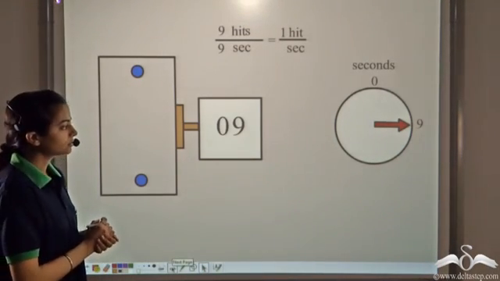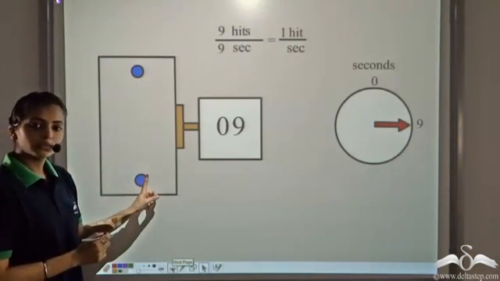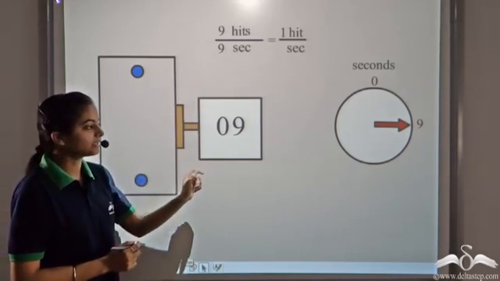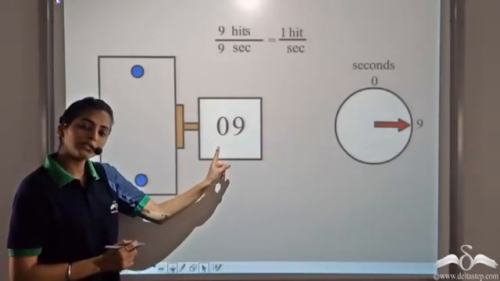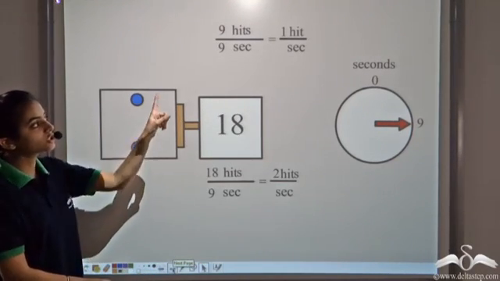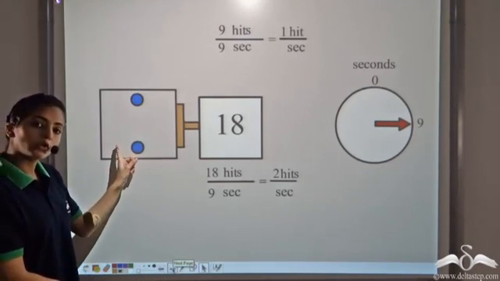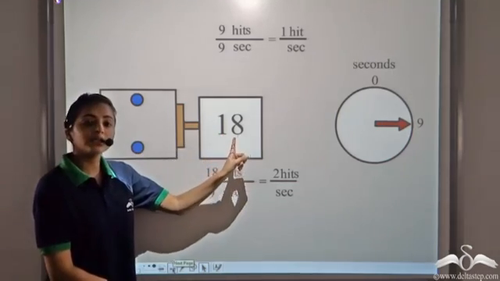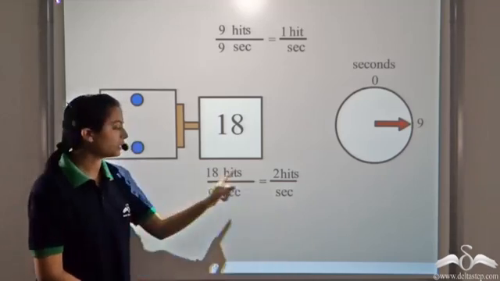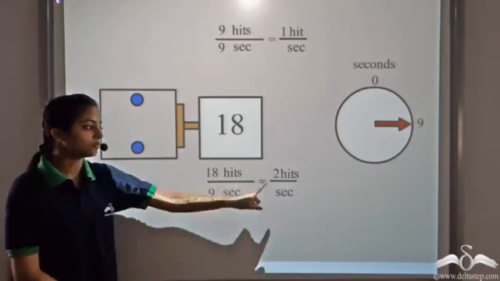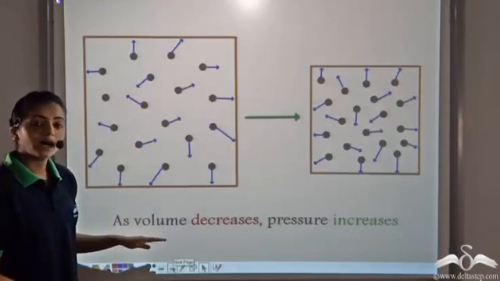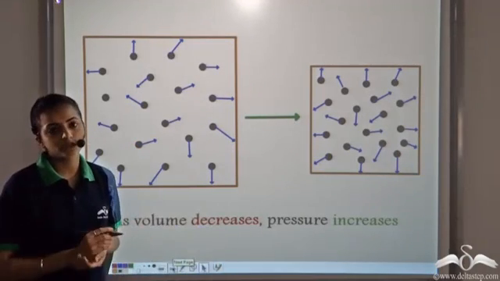Let's compare this again. So we initially had this volume in which the molecules were enclosed. So we got 1 hit per second. That is, in 9 seconds, we got 9 hits. Now, if the volume is reduced to half, when the volume is reduced to half, we get 18 hits in 9 seconds. This means we get 2 hits per second. So when the volume is reduced to half, the number of hits per second doubles. So we see that as the volume decreases, the pressure increases.